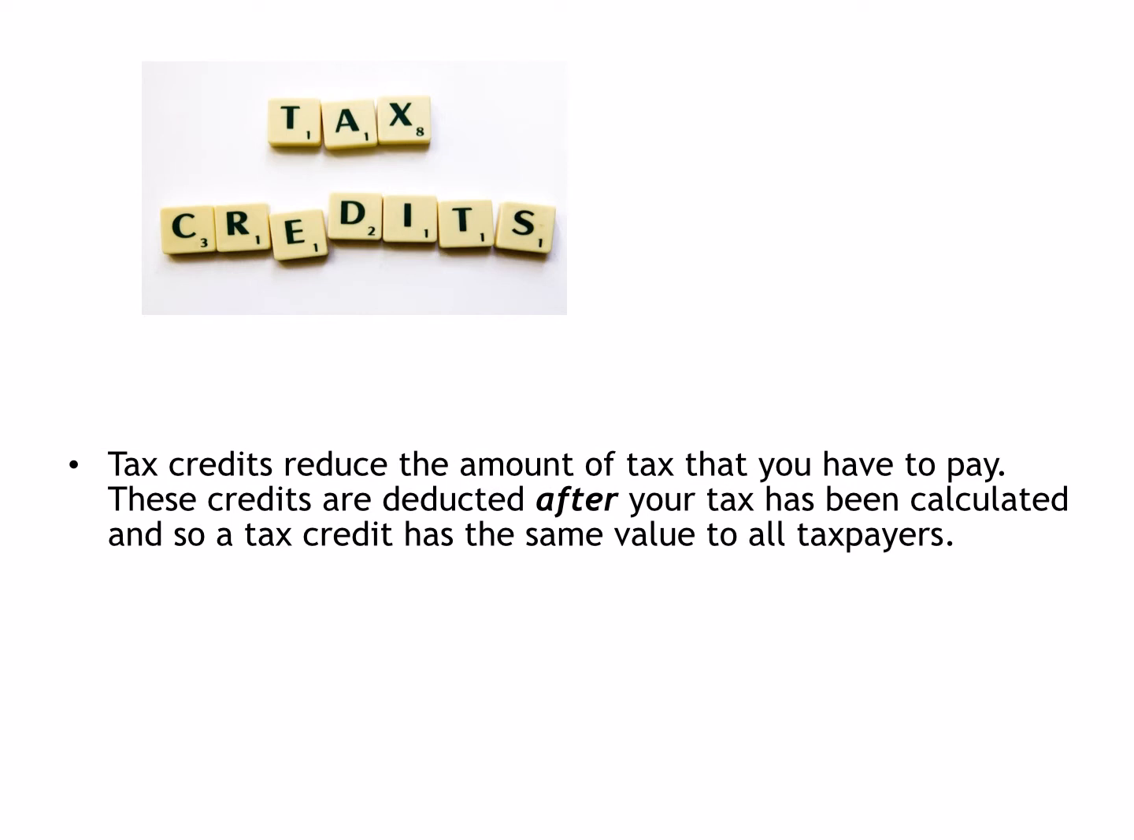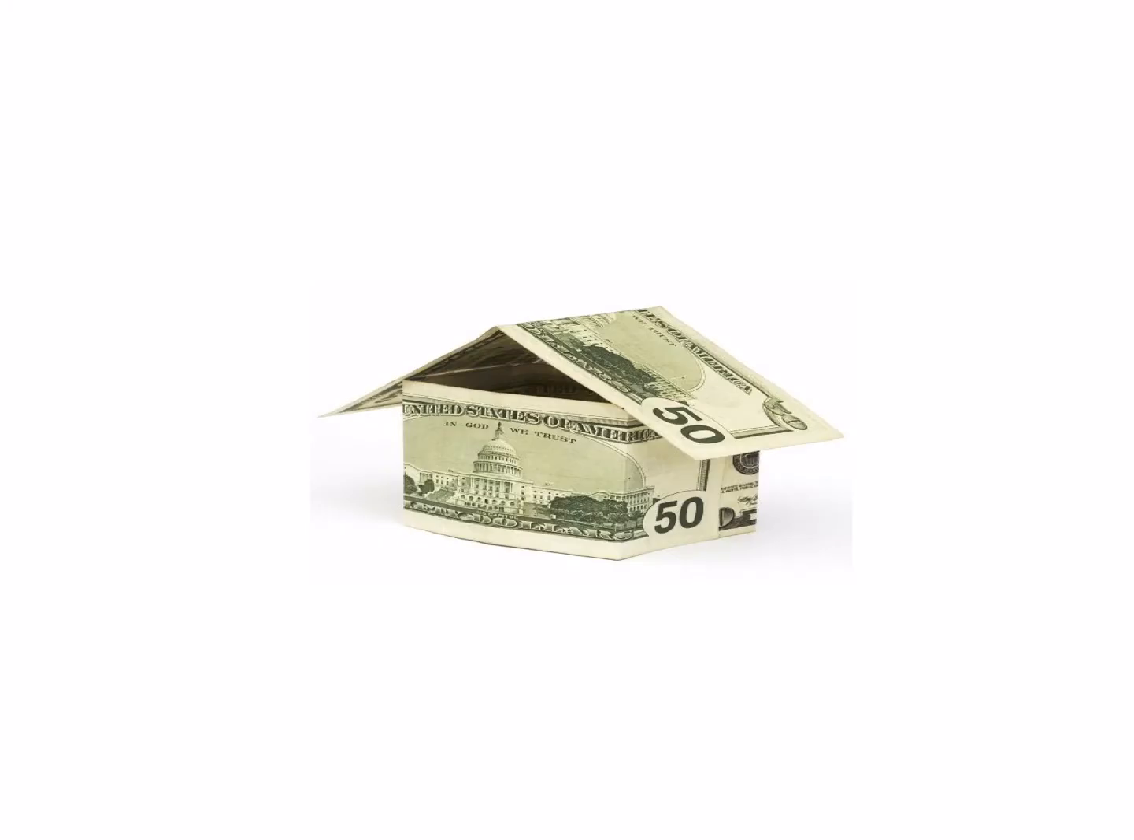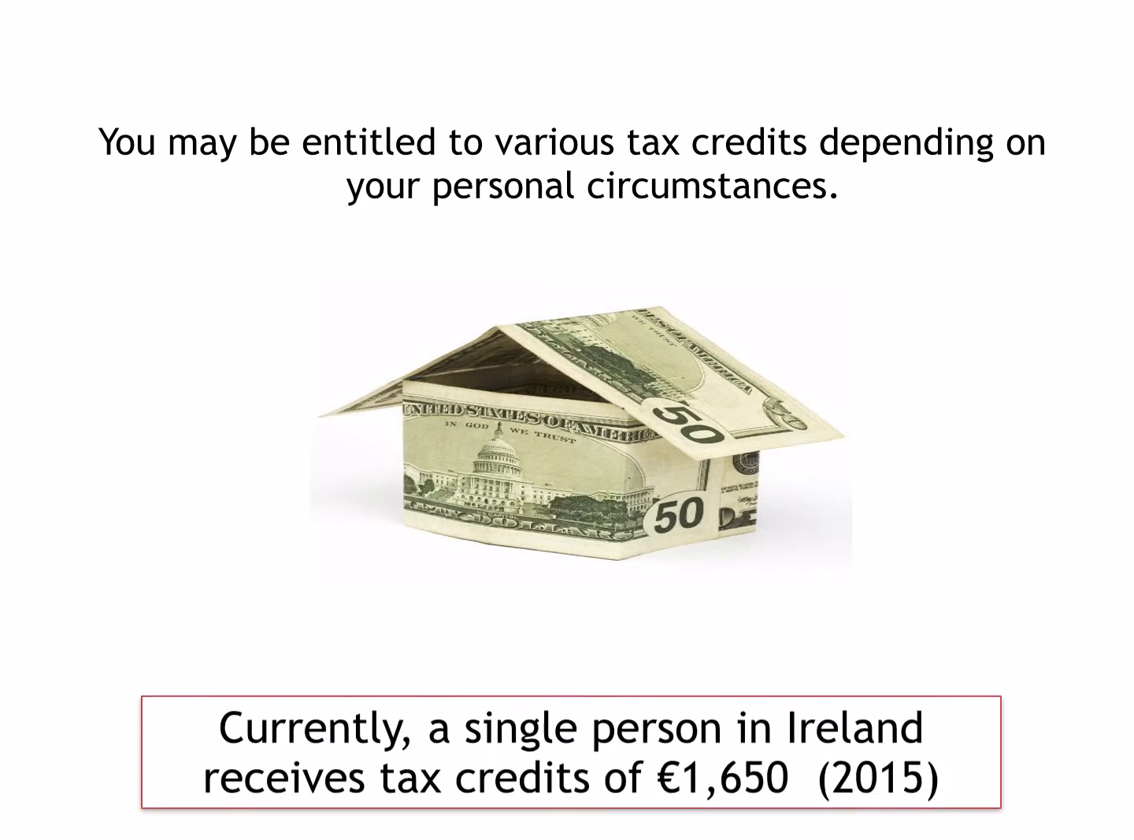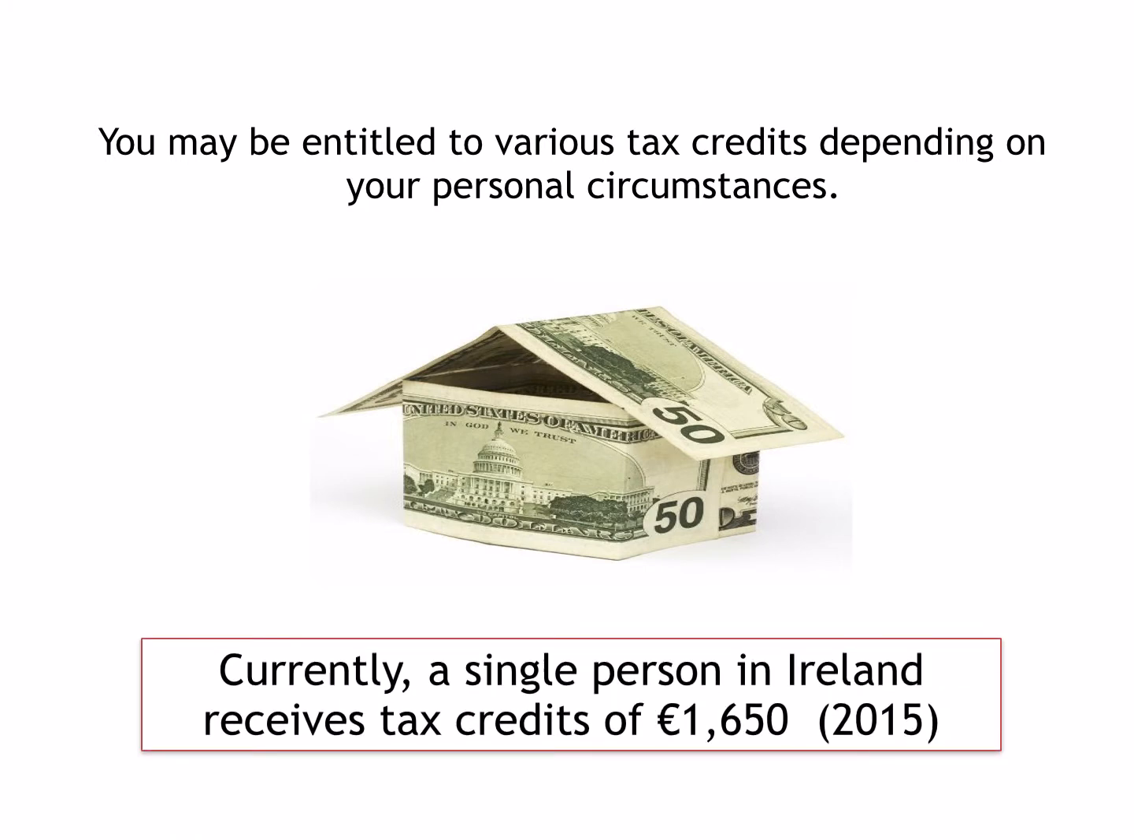Tax credits reduce the amount of tax that you have to pay. These credits are deducted after your tax has been calculated, and so a tax credit has the same value to all taxpayers. You may be entitled to various tax credits depending on your personal circumstances. Currently, a single person in Ireland receives tax credits of €1,650.